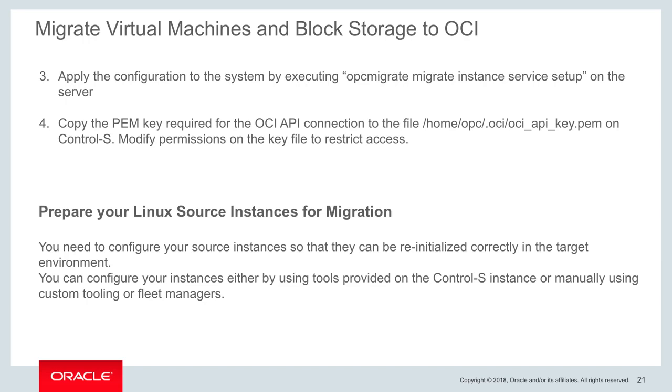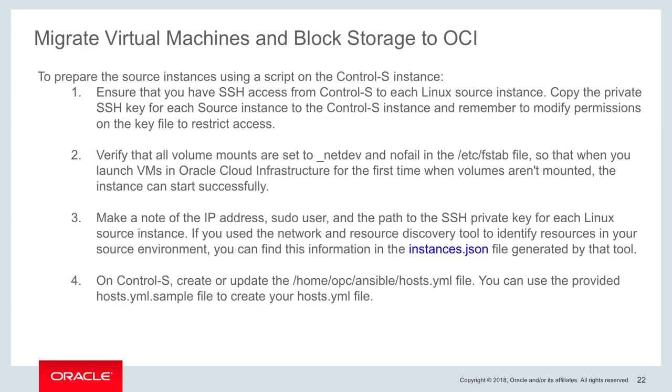You need to configure your source instances so that they can be reinitialized correctly in the target environment. You can configure your instances either by using tools provided by the Control S instance or manually using custom tooling or fleet managers. To prepare the source instances using a script on the Control S instance, ensure that you have SSH access from Control S to each Linux source instance. Copy the private SSH key for each source instance to the Control S instance, and remember to modify permissions on the key file to restrict access to other users.